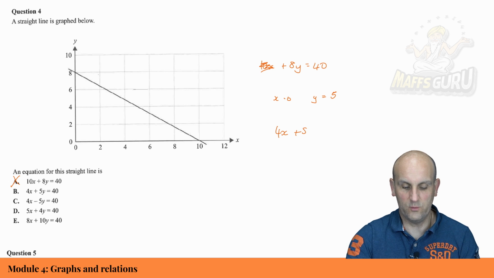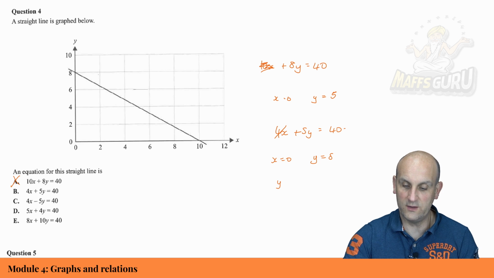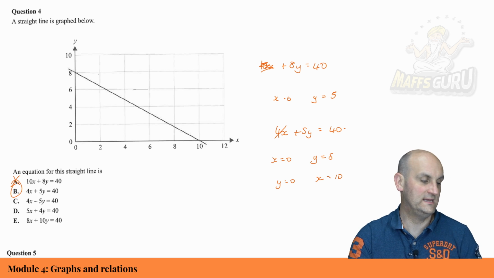4x plus 5y is equal to 40. Again, make x 0. 5y gives me 8, so when x equals 0, y equals 8. Yes, that's certainly possible, but we then have to say when y equals 0, x is equal to 10, and as it turns out, B is the correct answer.